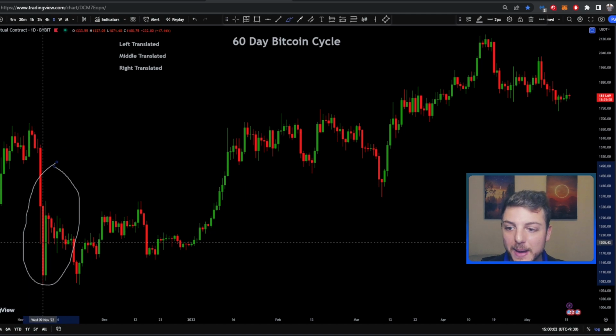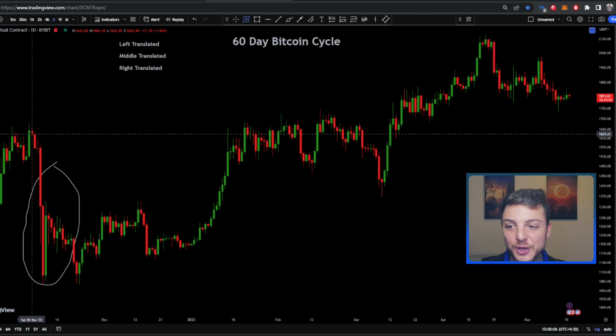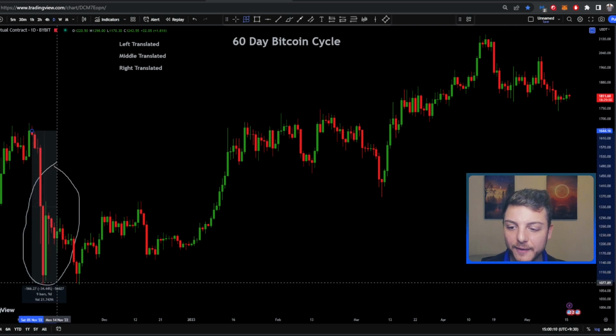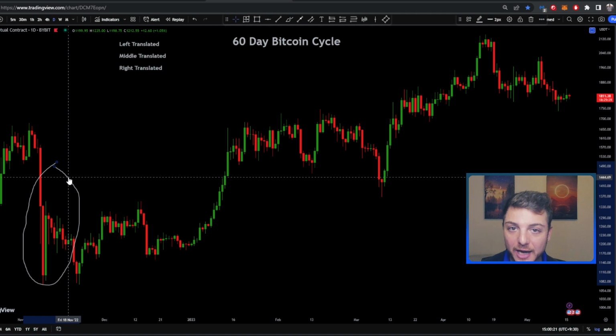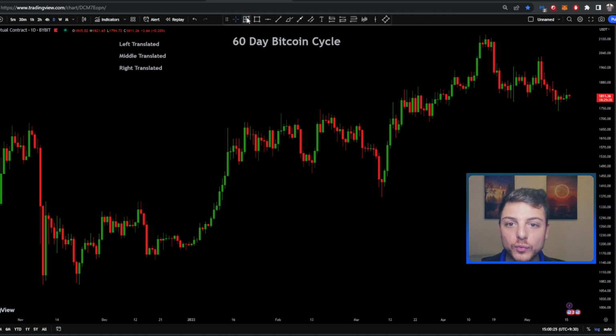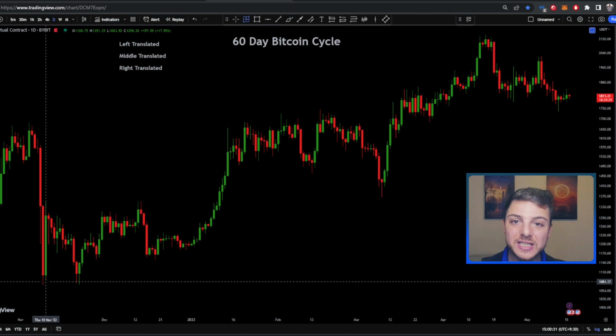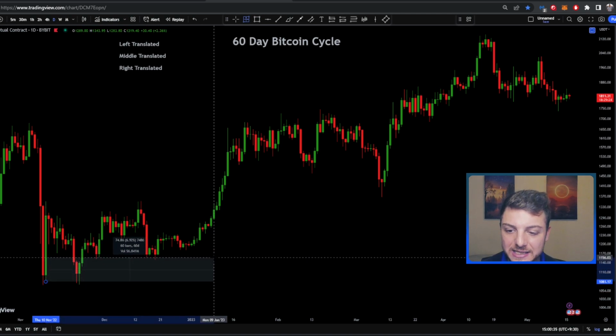Now, if you remember this massive crash that actually happened on the 9th of November, and I remember extremely clearly, this was the FTX crash, where we dropped over 35% in just 2 days. After that FTX crash, we actually began a new 60-day cycle, and we can draw that in right now. Using this price and range tool, we drag it over to the 10th of November, which is the day after the FTX crash, and we drag it 60 days in the future.